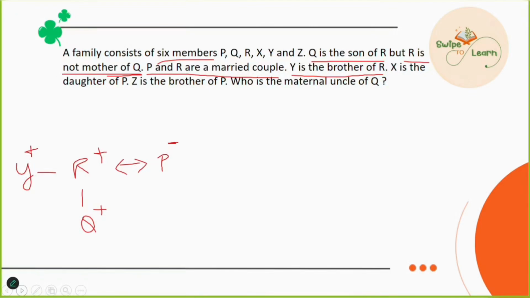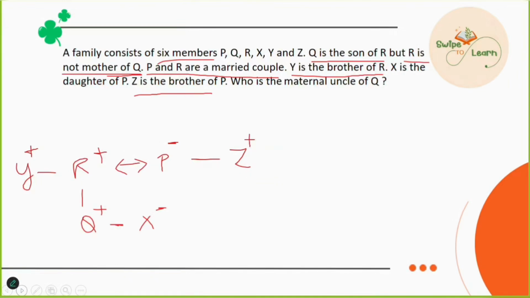X is the daughter of P. Already P is having a son and now they are having a daughter. So that means that X and Q are the siblings. X is the daughter. So X is represented using negative symbol. And now Z is the brother of P. Okay, P is your mother. Your mother is also having a brother. Who is Z? Z is a positive person.